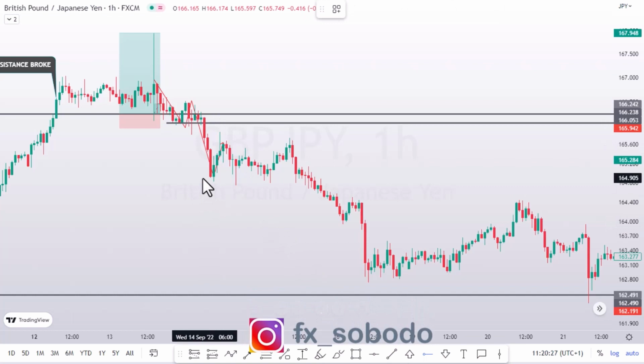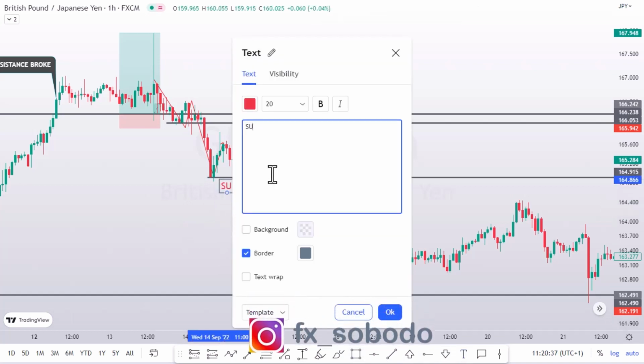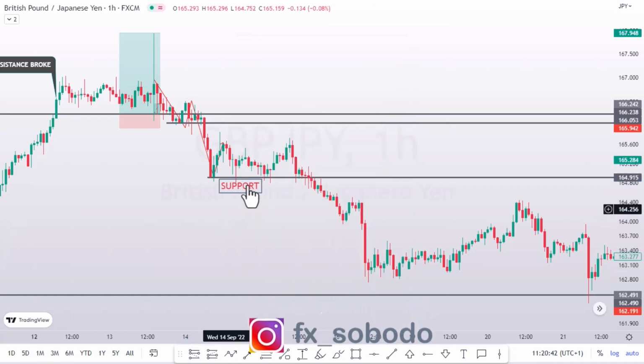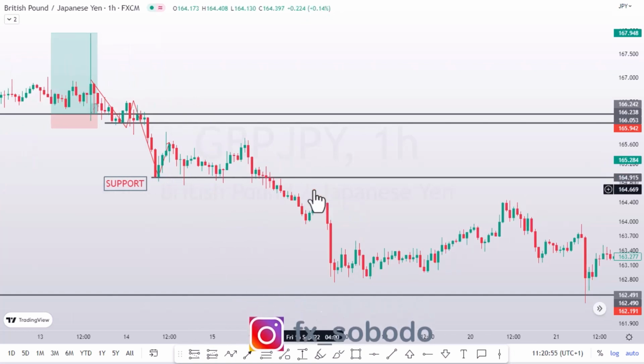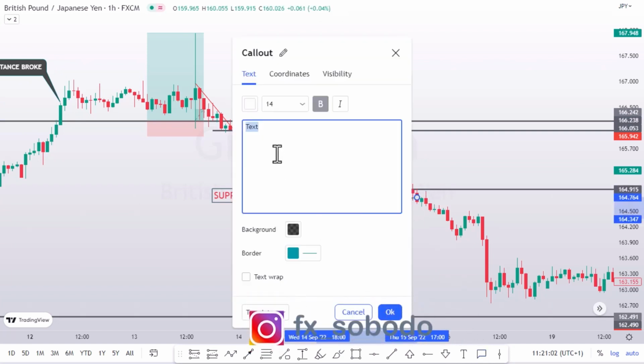Here again at this level, you see, this is our support zone. This is our support. Remember how many times price bounced off this level? 1, 2, 3, 4, 5, and finally it broke to the downside. As you can see, this is a candle which breaks below that support.